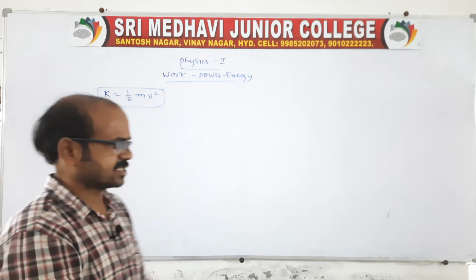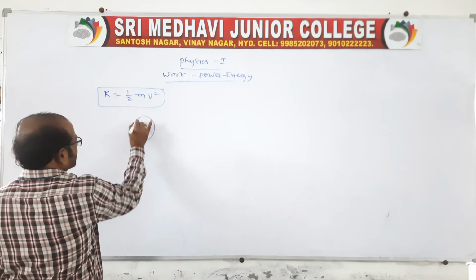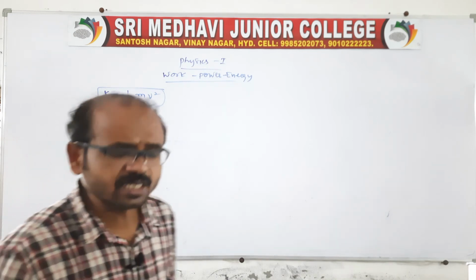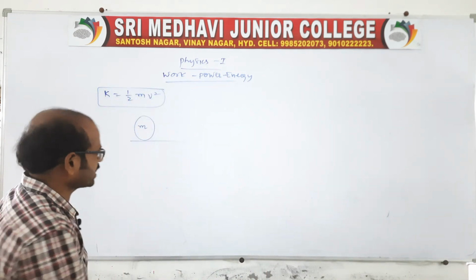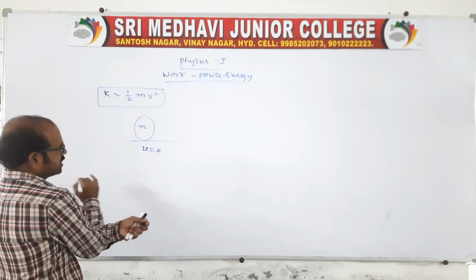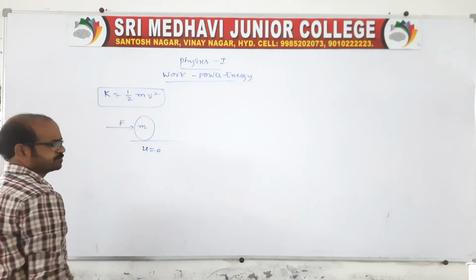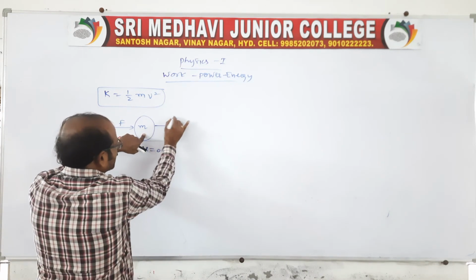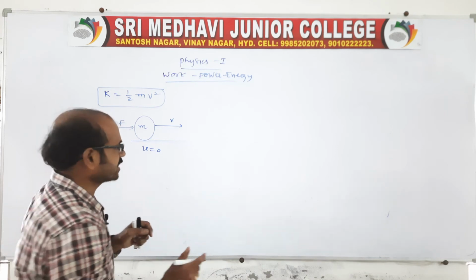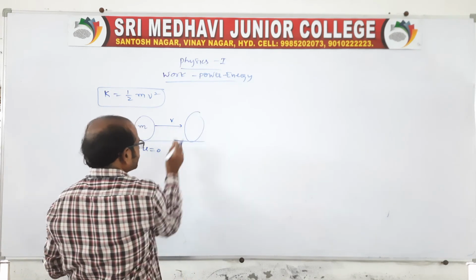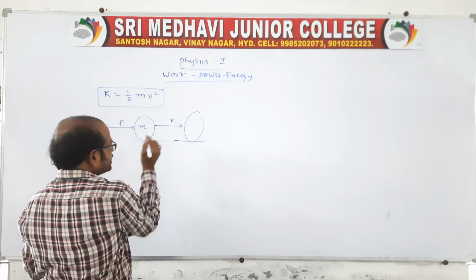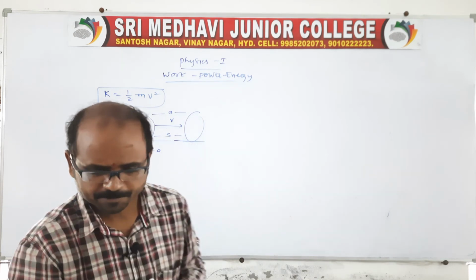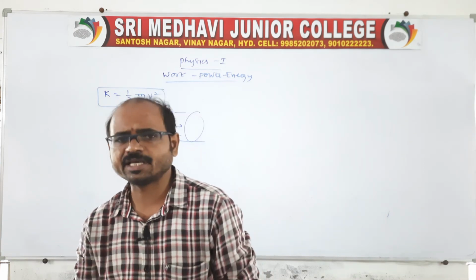Now, consider a body of mass m, which is initially at rest. A force F is applied on the body, therefore the body moves with a velocity v. Finally the body is moving with velocity v, so there is a change in velocity. Then it travels a distance s and it is accelerated with an acceleration a. Simple, with an acceleration a.